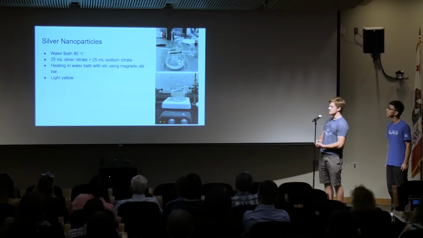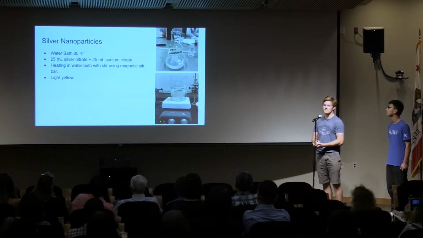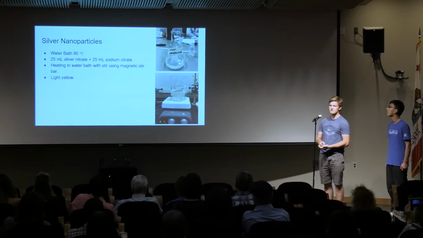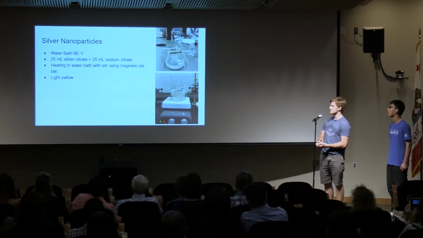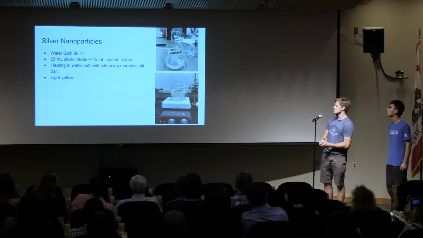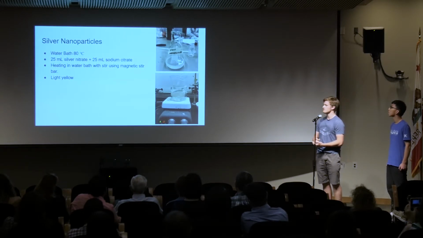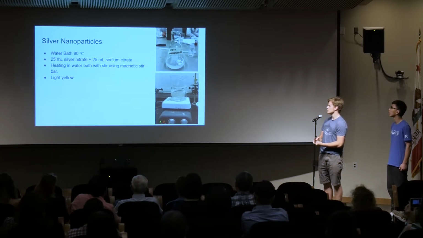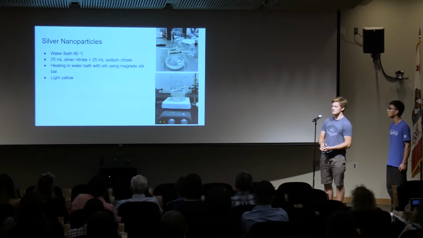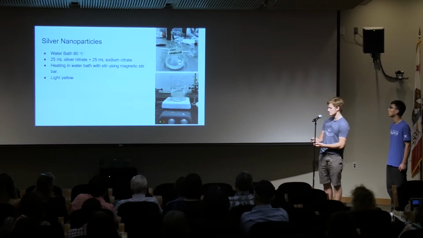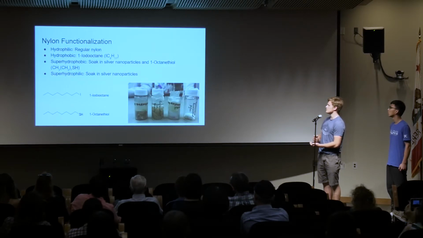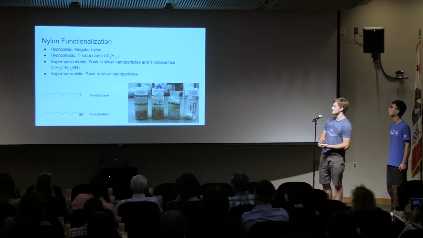We also had to synthesize silver nanoparticles, which we used to create the nano roughness of our superhydrophobic and superhydrophilic filters. We heated a water bath to 80 degrees Celsius, then combined 25 milliliters of silver nitrate with 25 milliliters of sodium citrate. We heated it in the water bath and stirred it with a magnetic stir bar until the solution turned light yellow, which meant the silver nanoparticles had formed. Then we functionalized our nylon to give it the wettability properties we desired for our 4 filters.